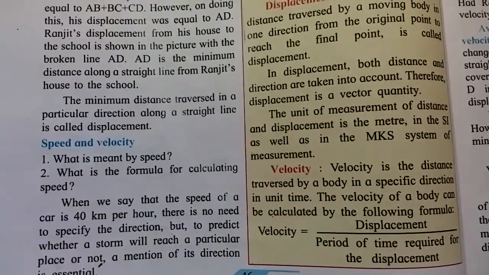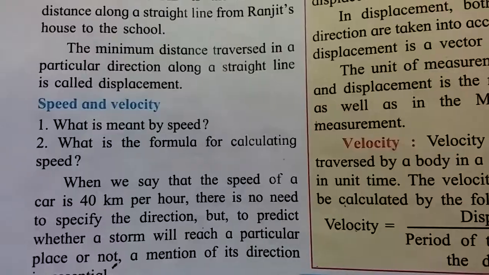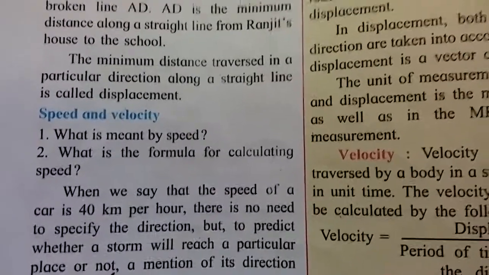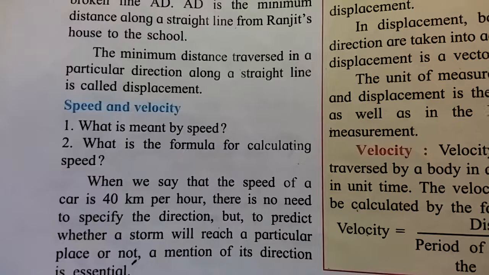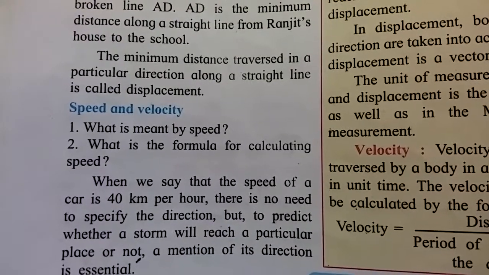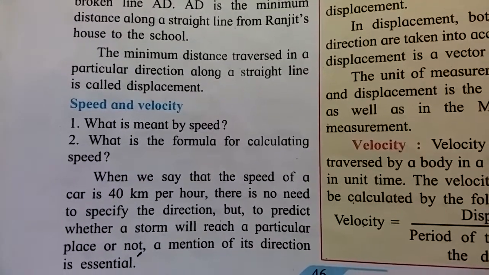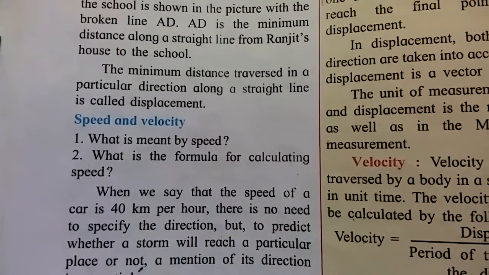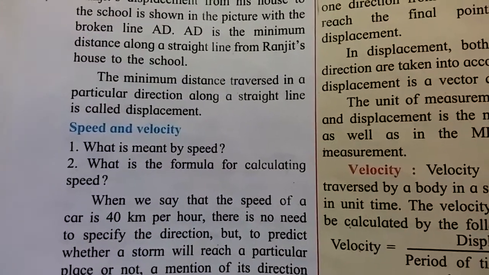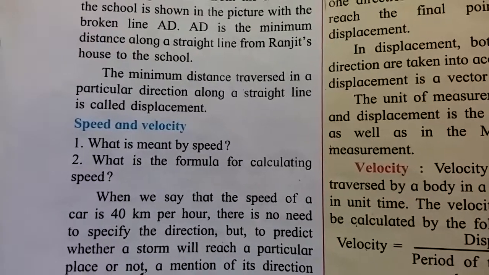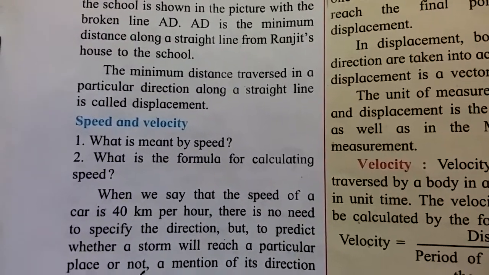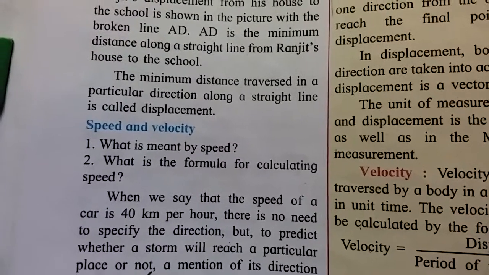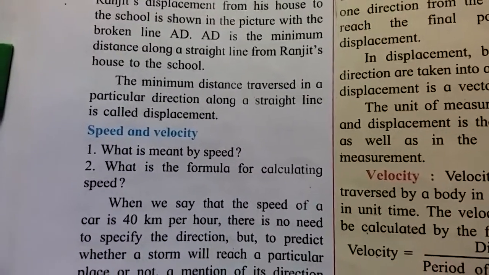Now, speed and velocity. What is meant by speed? The distance traveled by a moving body, irrespective of the direction, in unit time is called the speed of a body. And second question, what is the formula for calculating speed? Speed is equal to distance covered divided by time required to cover the distance.